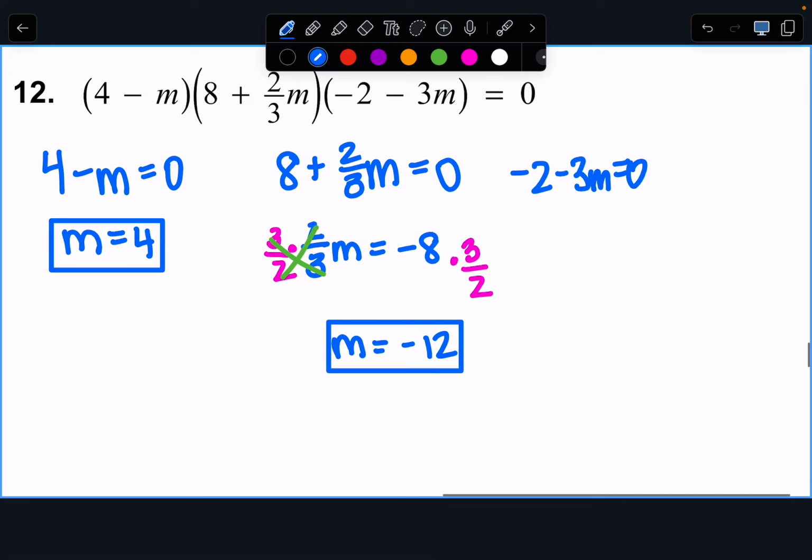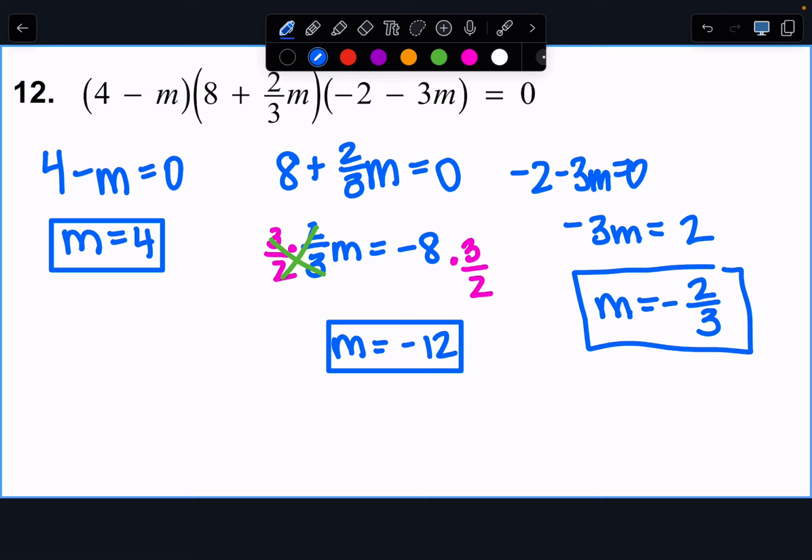Okay. And then our third one, if we add 2 over to the other side, we would then have to divide by negative 3. So 2 divided by negative 3, our third root would be negative 2/3.